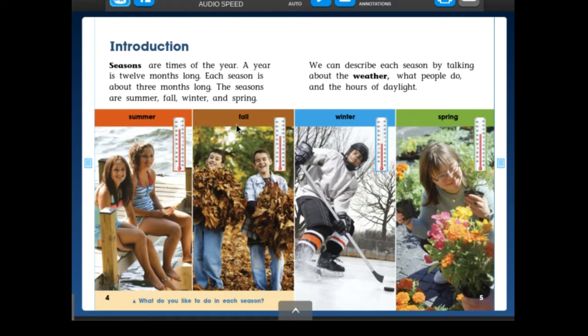A lot of the difference in the seasons has to do with the temperature. In the summer, the temperature is the highest. Then it starts to go down in the fall. It goes down more in the winter. And then it starts coming back up in the spring. So as you look at those pictures, you can see the differences in what people are doing. And you get kind of an idea of what the weather might be like.